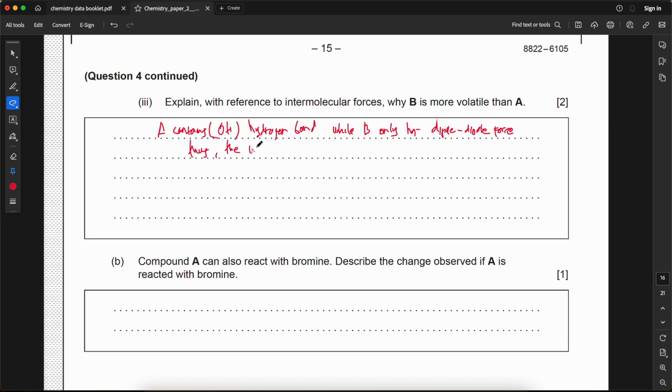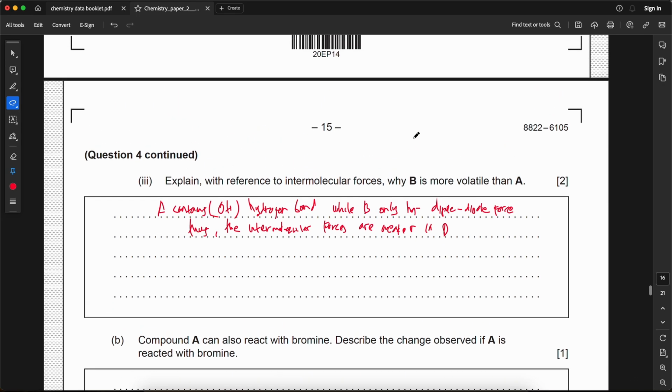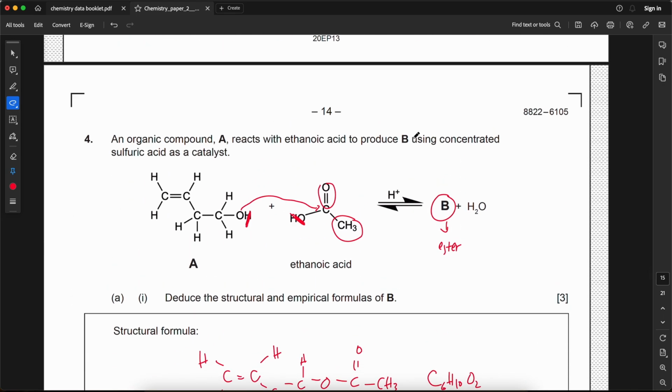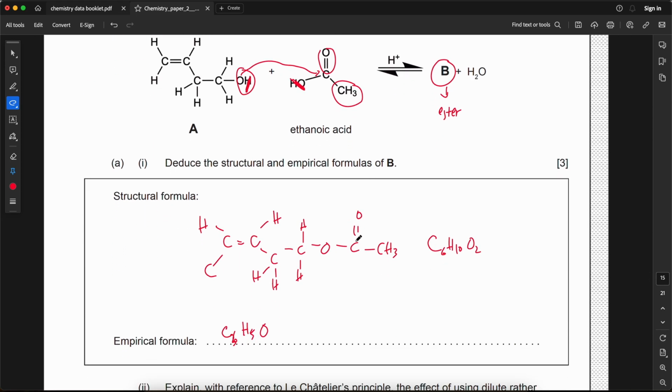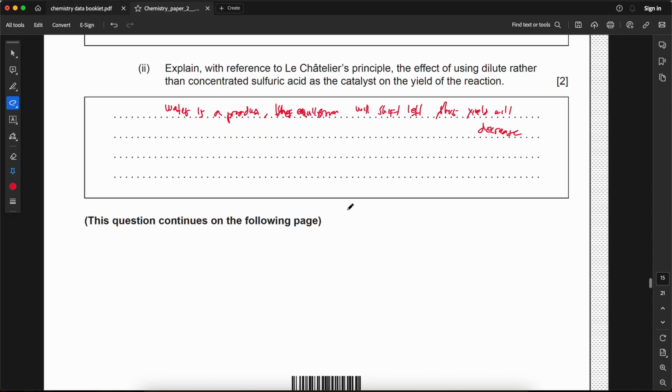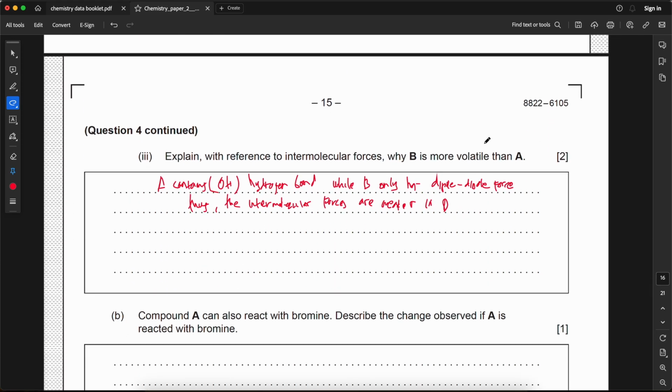Thus, the intermolecular forces are weaker in B. As you can see here, A has OH, but B as a product doesn't have OH anymore, only double bond O and double bond C, so it has only dipole forces. So of course B, as the product that has weaker intermolecular forces, will be easy to evaporate or more volatile compared to A, the one that has hydrogen bond.